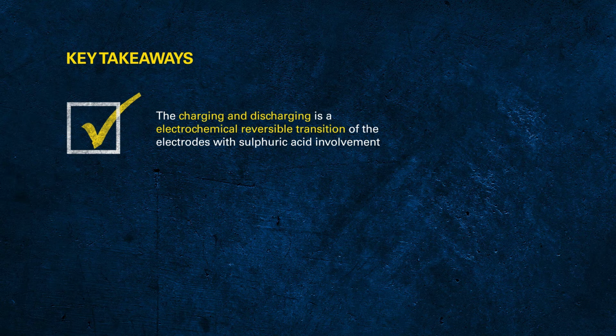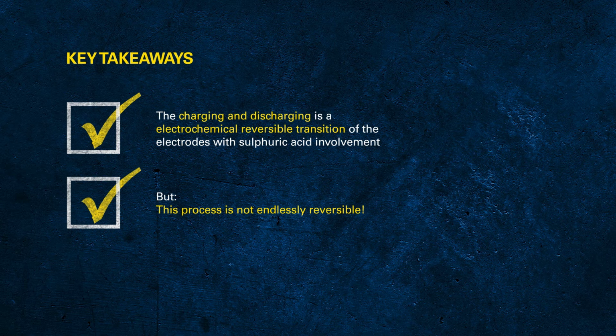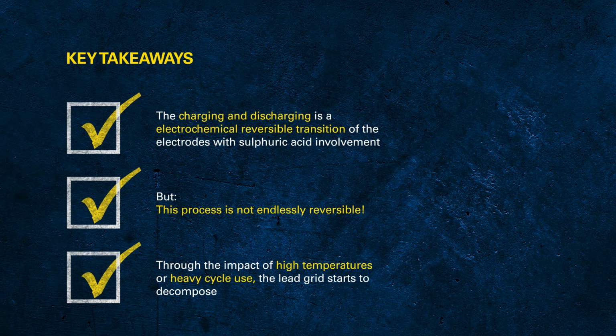Charging and discharging of a battery leads to a chemical reaction inside the battery involving the positive and negative electrode and also the electrolyte. Due to wear and tear effects, this process is not endlessly reversible. This is what we usually mean when we're talking about the aging of a battery. High temperatures and heavy cycle use stress the battery and increase attrition of the materials involved in the chemical process.